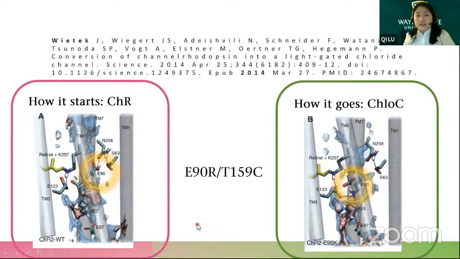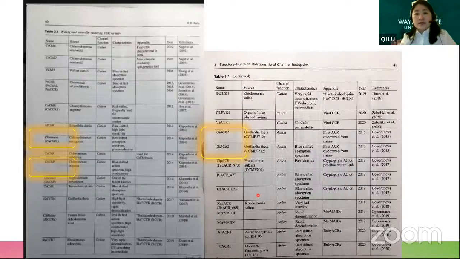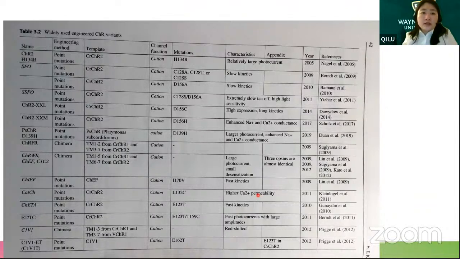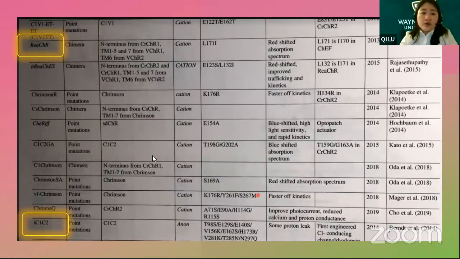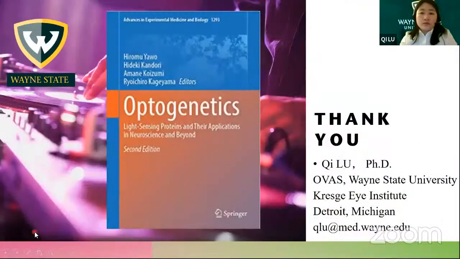Of course, in this work they did not only change one amino acid; they actually changed two or more. But these two sites are more critical for the function of the channelrhodopsin. In this chapter, the author also lists the structures of widely used natural channelrhodopsin variants and widely used engineered channelrhodopsin variants, like ChRGR and C1C2. Thank you.